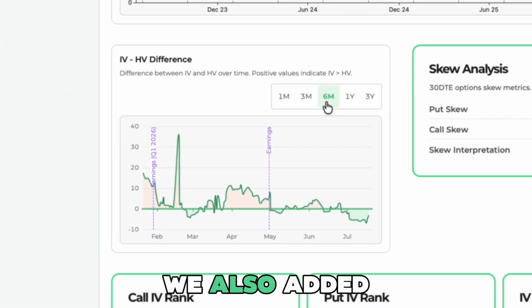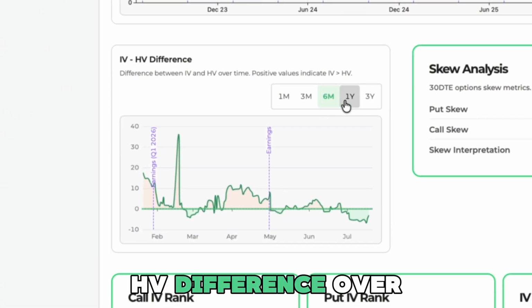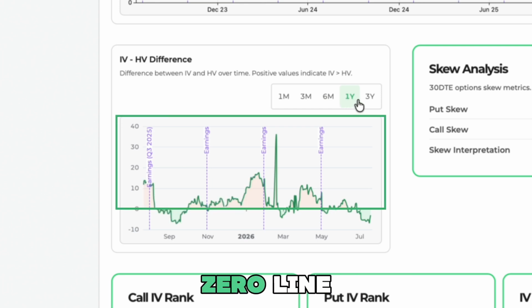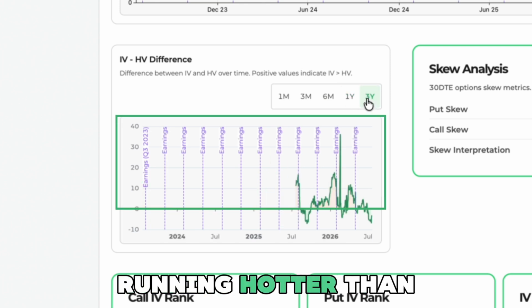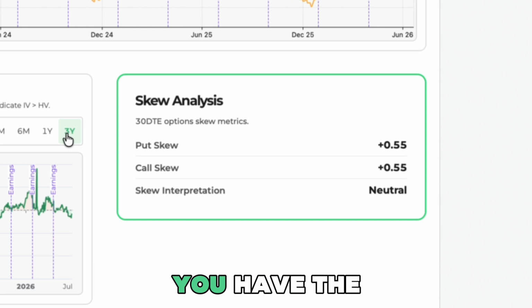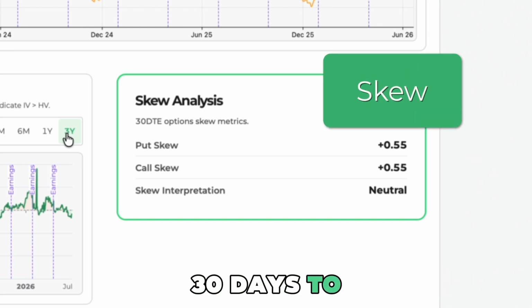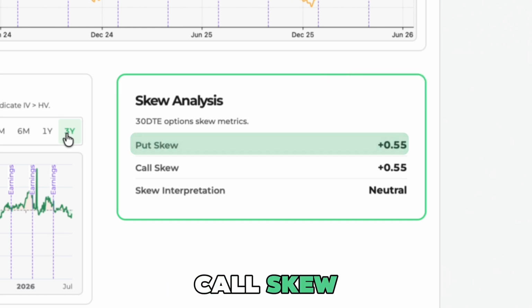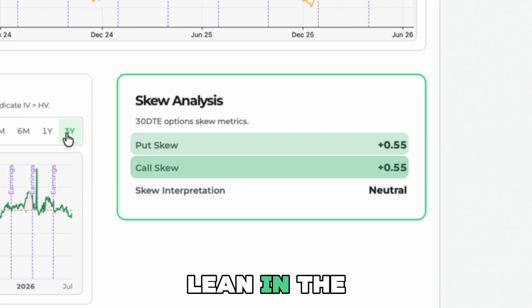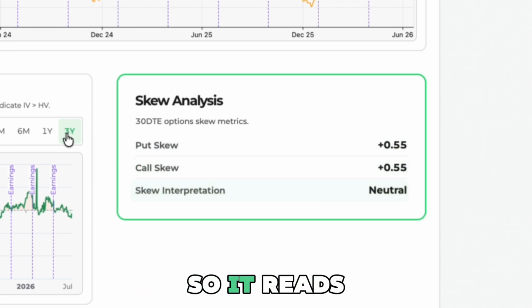Just below, we also added the IV minus HV difference over time. Anything above the 0 line means IV is running hotter than HV. Over on the right, you have the skew, measured at 30 days to expiration. Put skew and call skew hint at a bearish or bullish lean in the chain. Here they're balanced, so it reads neutral.